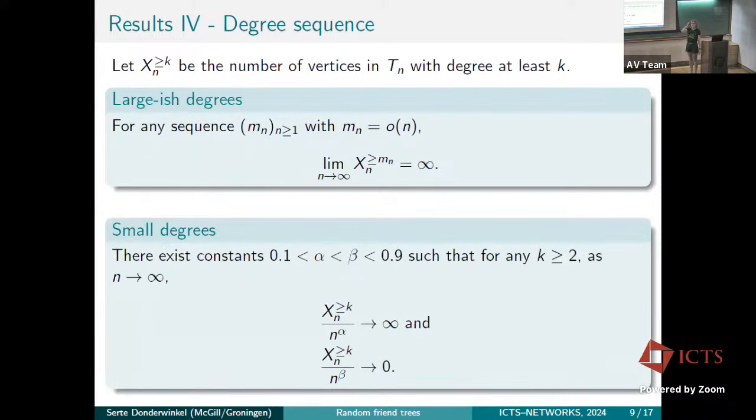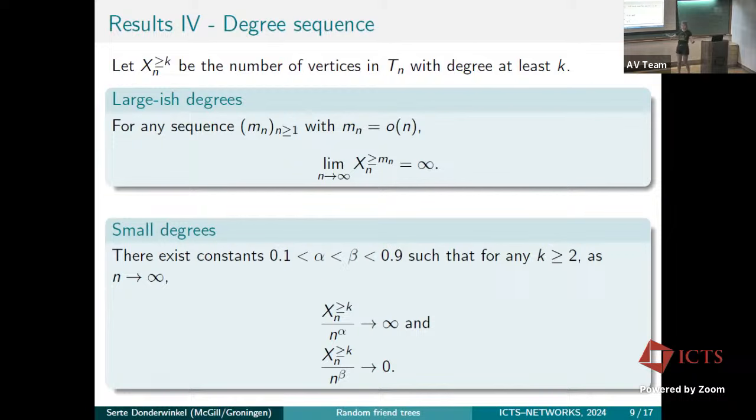The final result that I'm going to tell you about, which was actually the hardest to prove, is that the number of non-leaves grows polynomially. We bound it from above by n to the 0.9, or something a bit smaller, and we bound it from below by n to the 0.1. That lower bound also works for vertices of degree at least k. So this strengthens the earlier results that stated that the number of non-leaves was just little o of n.